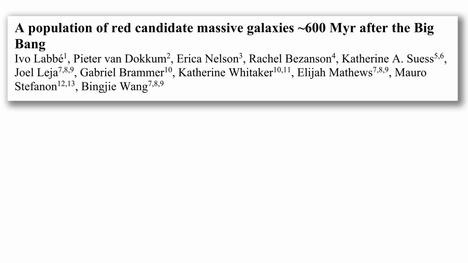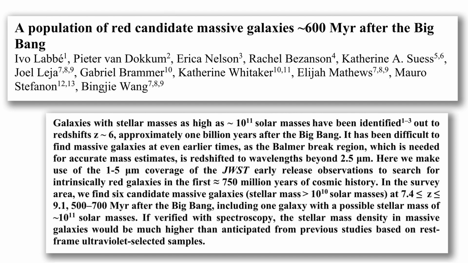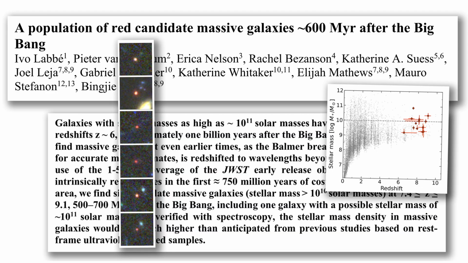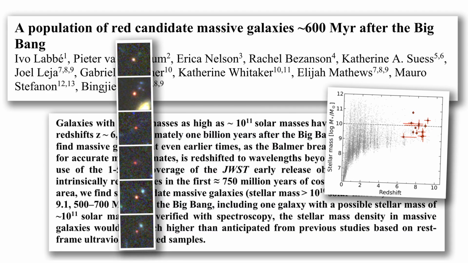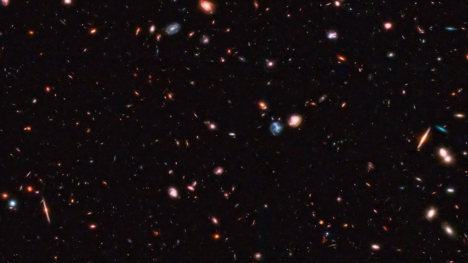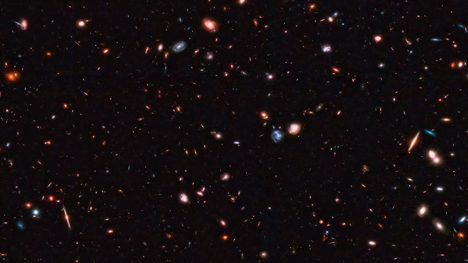I thought we'd talk about a paper which came out recently, which has astronomers scratching their heads somewhat. It's called A Population of Red Candidate Massive Galaxies Approximately 600 Million Years After the Big Bang. Nice title. And it's come out of the very recent JWST observations. So obviously it's kind of right at the cutting edge of what's going on now in studying galaxy formation.